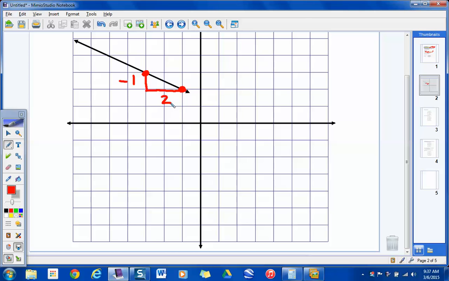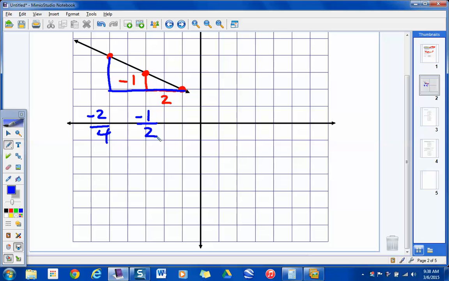What if I would have done this? What if I would have said, you know what, I don't want that point, I want this point and this point right here. How far down would I move? Negative 2 and then right how much? 4. Negative 2 over 4, right? But how does that relate to negative 1/2? It's still the same thing.